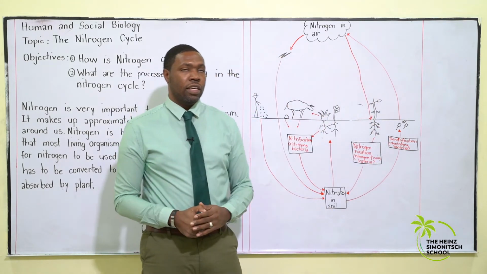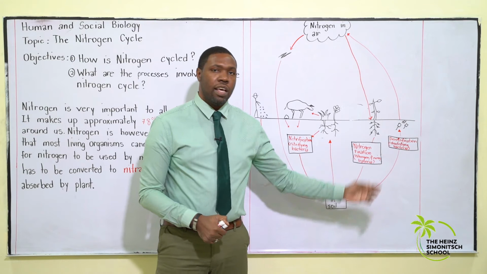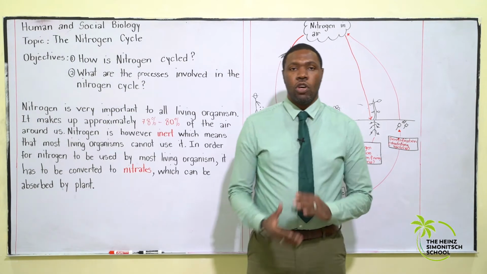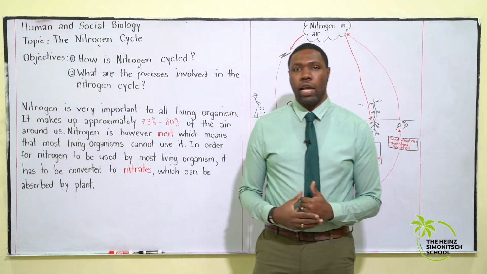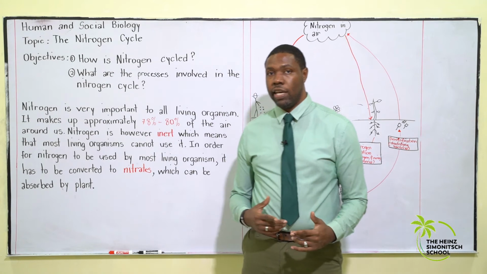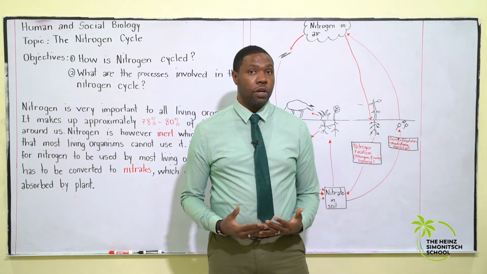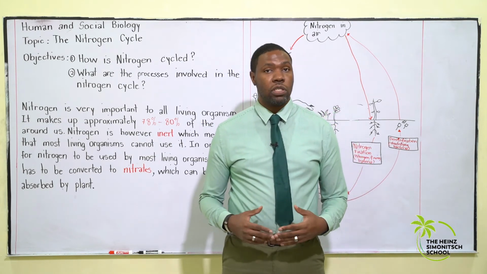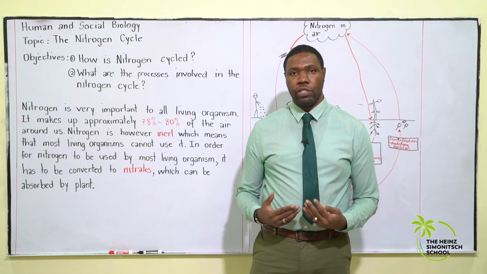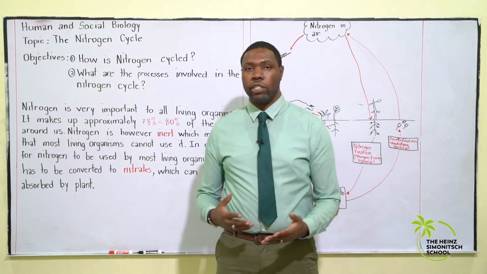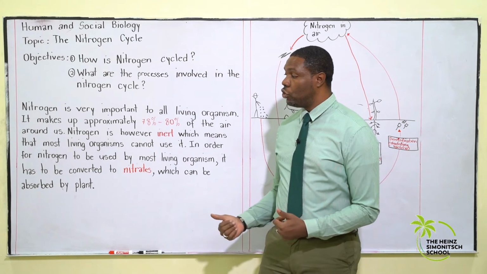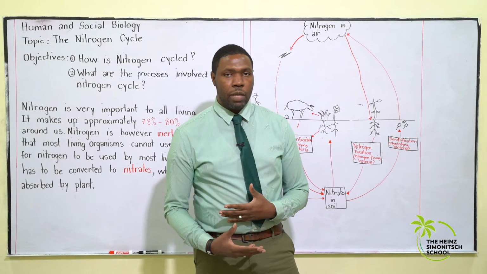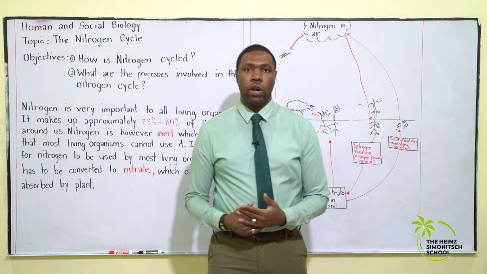And there you have it, students. The cycle continues, and there you have it, a simple diagram of the nitrogen cycle. So let's recap. Nitrogen makes up approximately 78 to 80% of the air around us. In its pure form, nitrogen is inert, which means that most living organisms cannot use nitrogen in its pure form. It has to be converted to an ion called nitrates. Nitrates can be absorbed by plants. Animals eat plants, humans eat plants, and that's how we get our nitrogen.